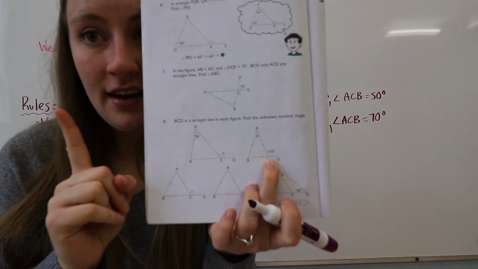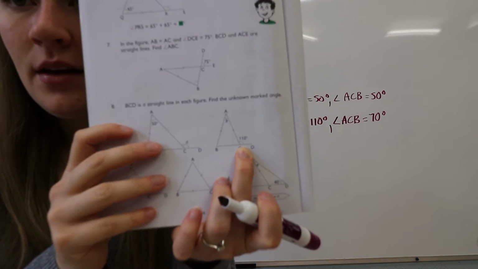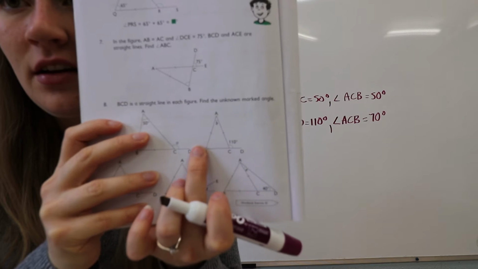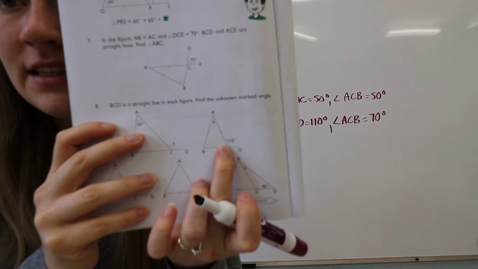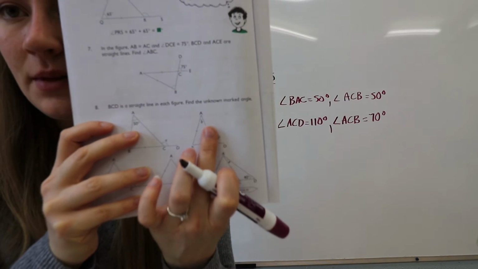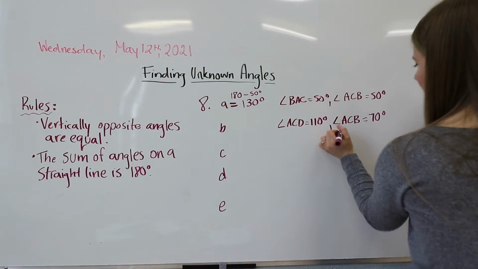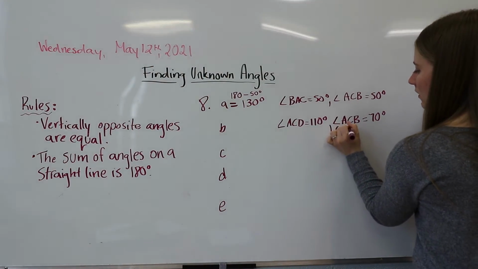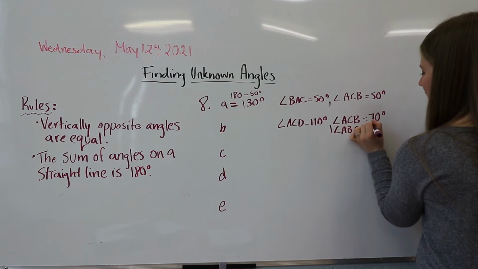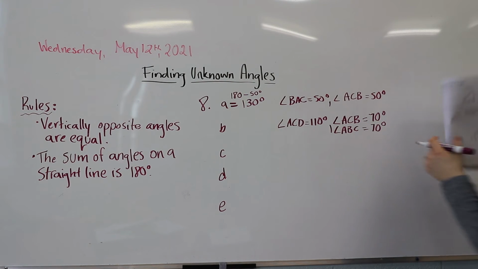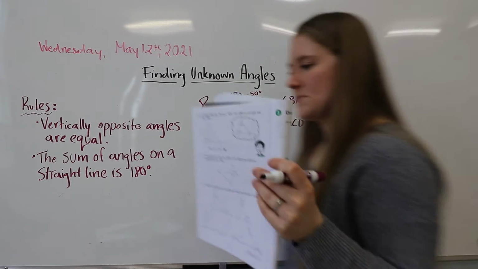So that's not where we need to end up. We have to keep going. And because we know it's an isosceles triangle, this angle is the same as this angle because they're across from the equal sides. So angle ABC is also equal to 70 degrees. Okay?